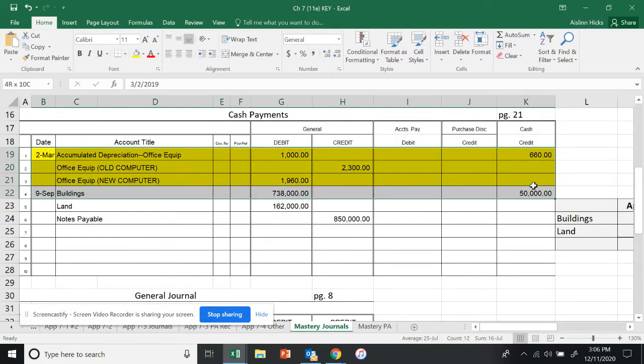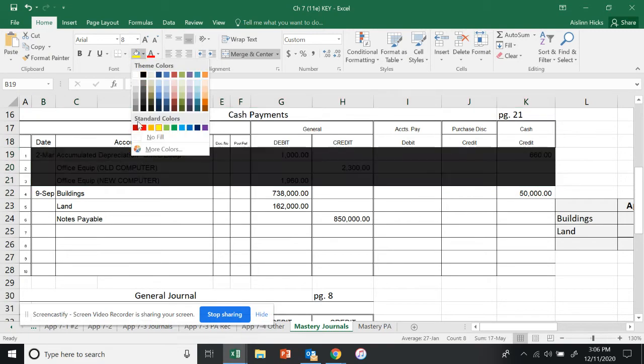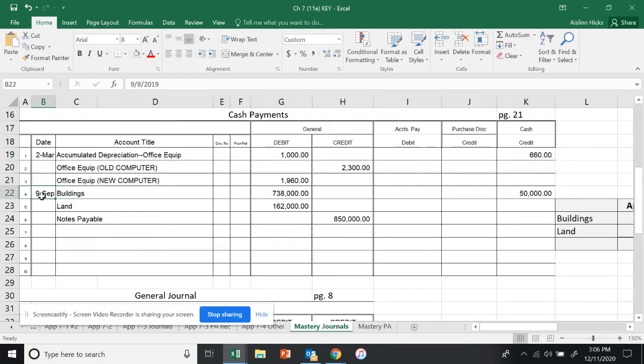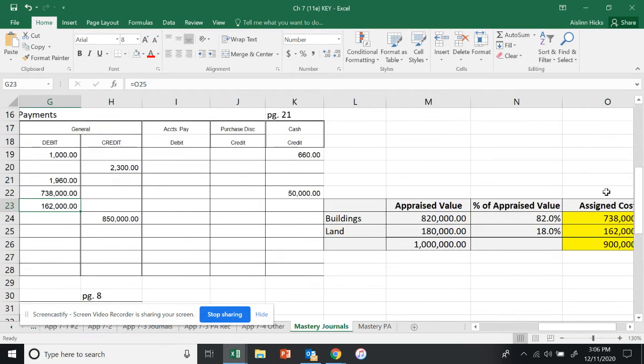Okay. I'm going to unhighlight this one. We're done with that one. And this is the one we're on right here. Okay. So the building is worth 738. The land is worth 162. Got that from right here in column O.